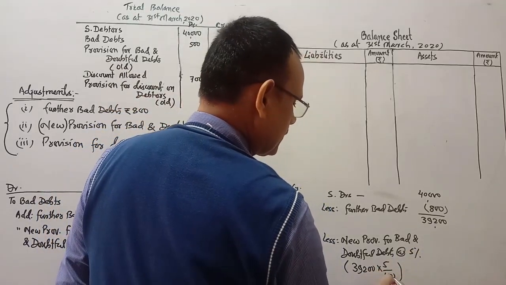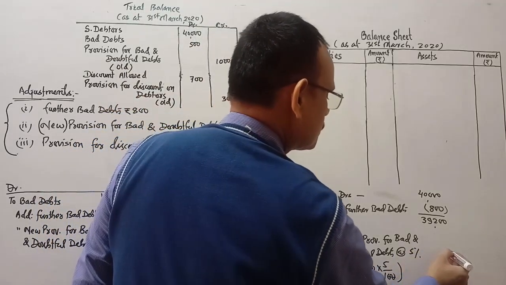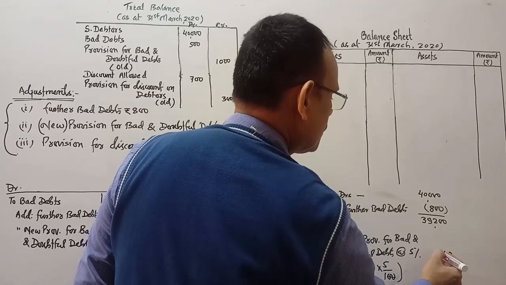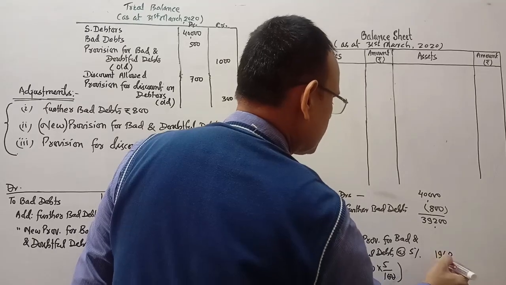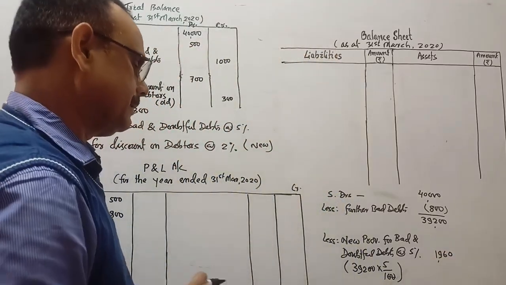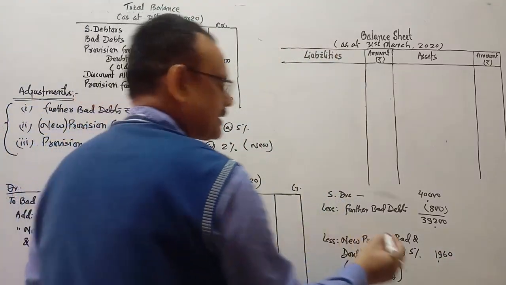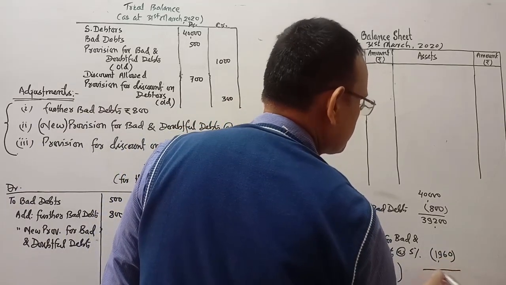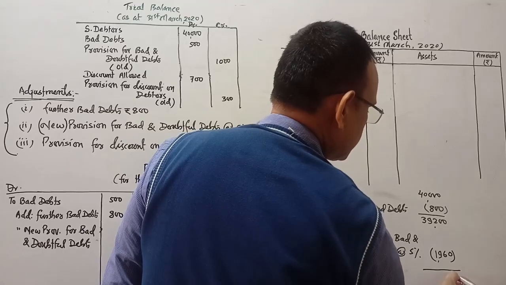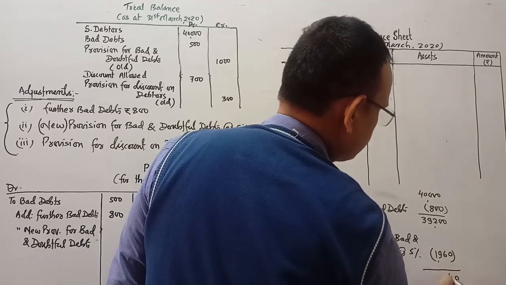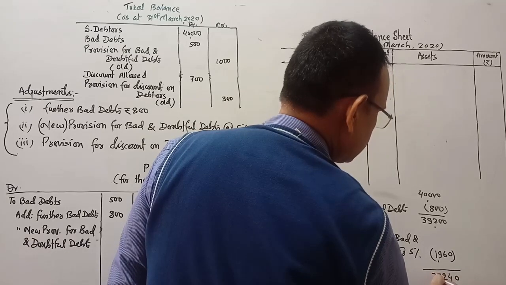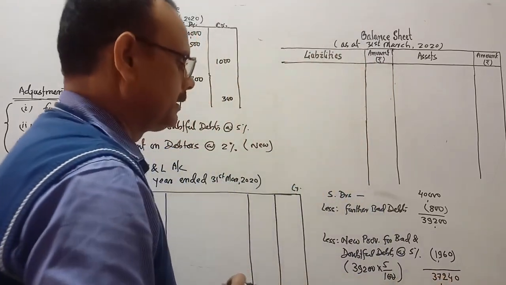So the new provision for bad and doubtful debts is 1960. After that, the rest of the amount is 37,240.